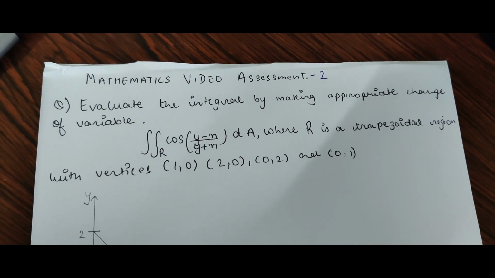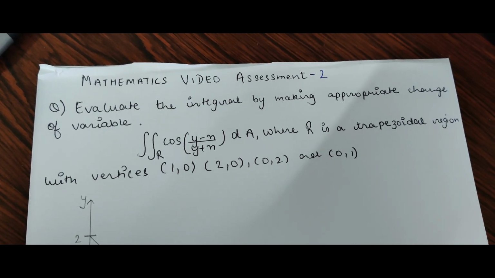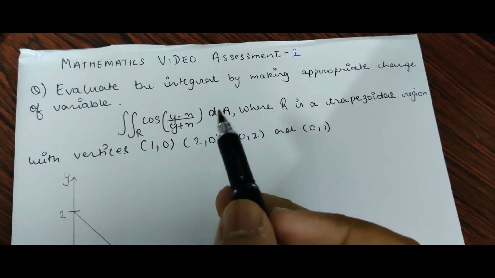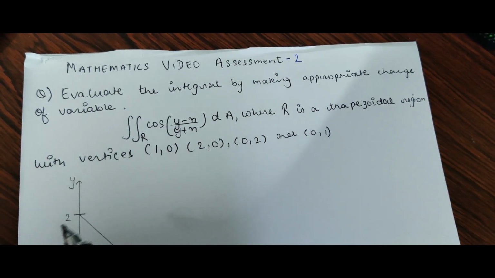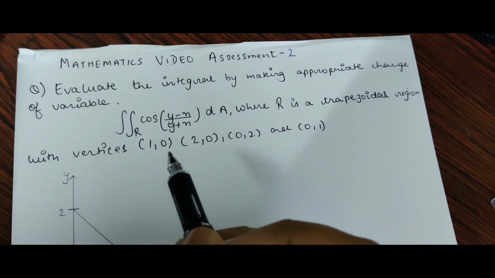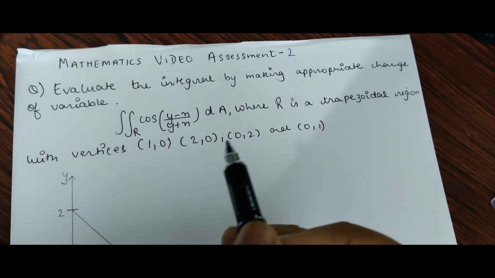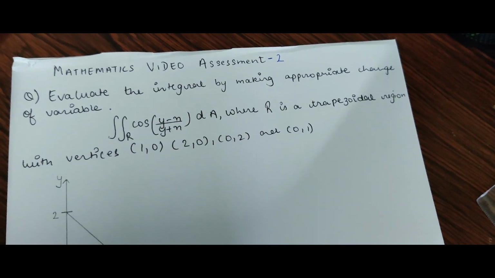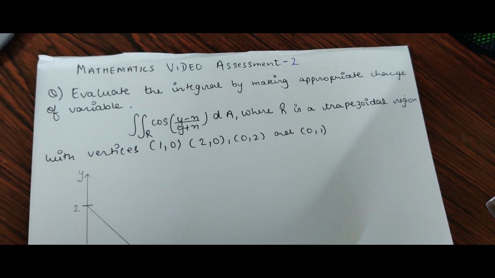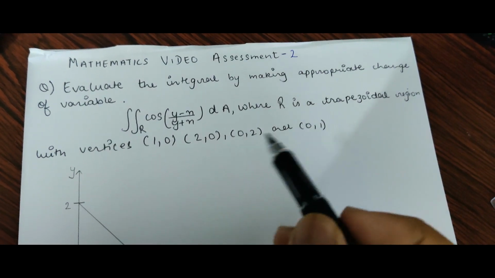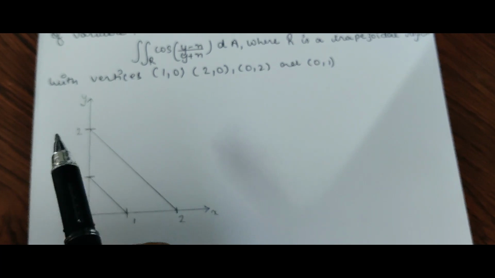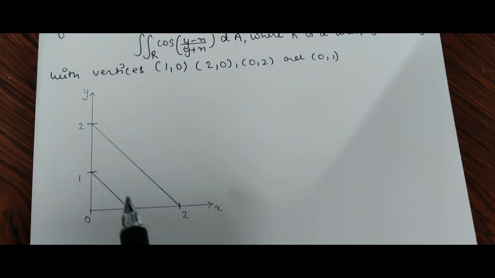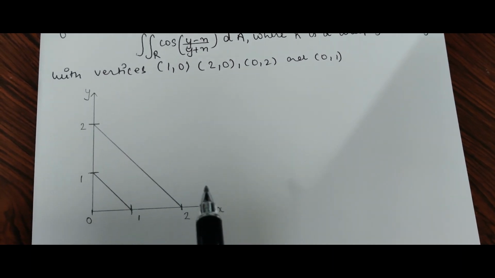So the question given to us is: evaluate the integral by making an appropriate change of variable. R is a trapezoidal region with vertices (1, 0), (2, 0), (0, 2) and (0, 1). I've already made the trapezoid using these points, which can be shown here. The parallel lines are from 1 to 1 and from 2 to 2.